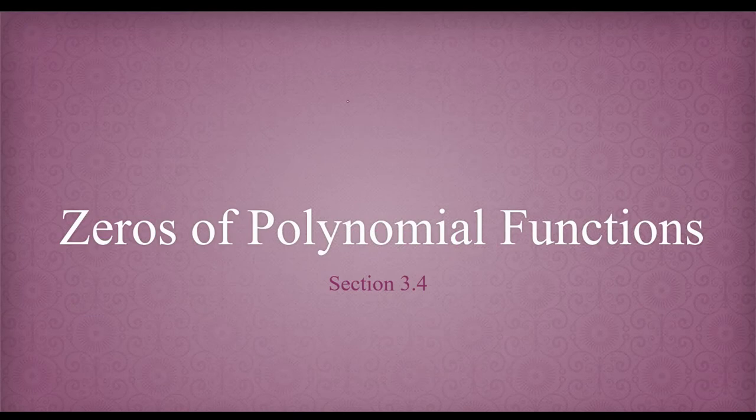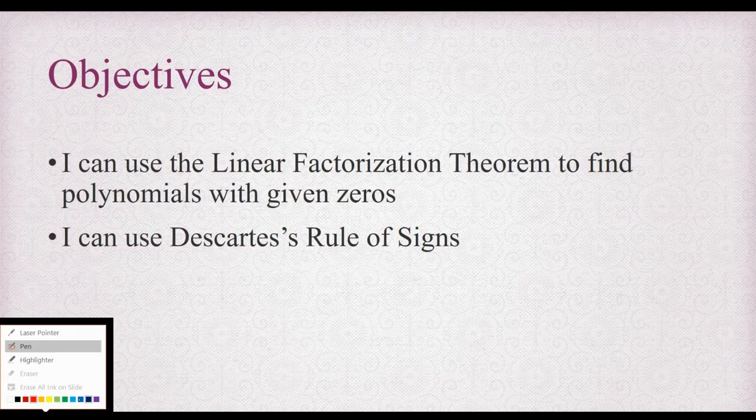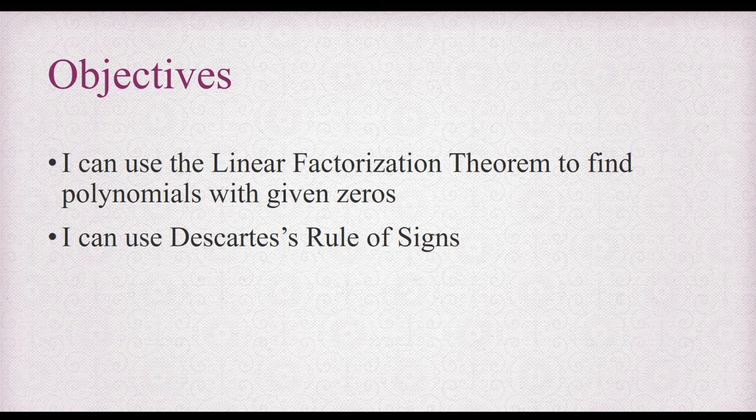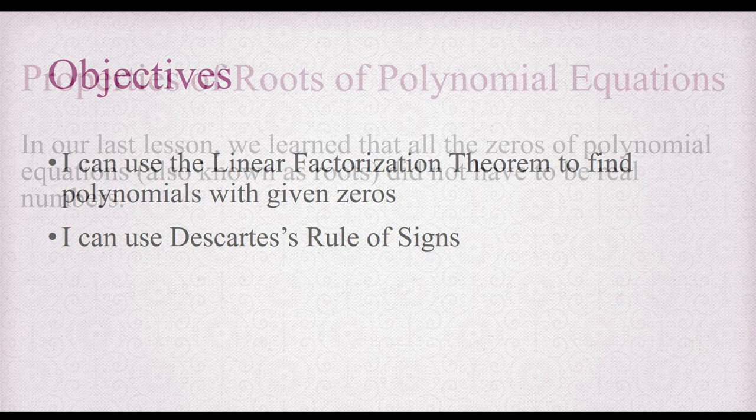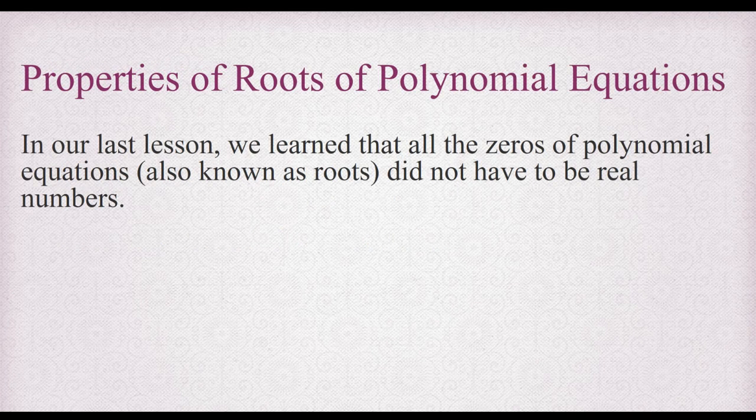All right, so we're going to continue with section 3.4, which is zeros of polynomial functions. What we're going to be looking at today is we're going to use the linear factorization theorem to find polynomials with given zeros, and we're going to use Descartes' rule of signs. Properties of roots and polynomial equations.